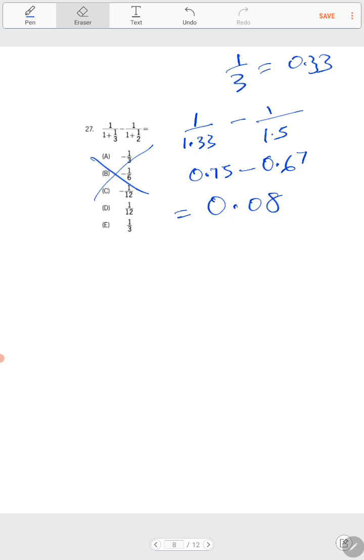At least, 1 over 12 should be 1 divided by 12. It will not go. You put 0 point, then you add 1 to 0, so it is at least 0.0 something. So this is correct. Yeah, the answer is 1 over 12.